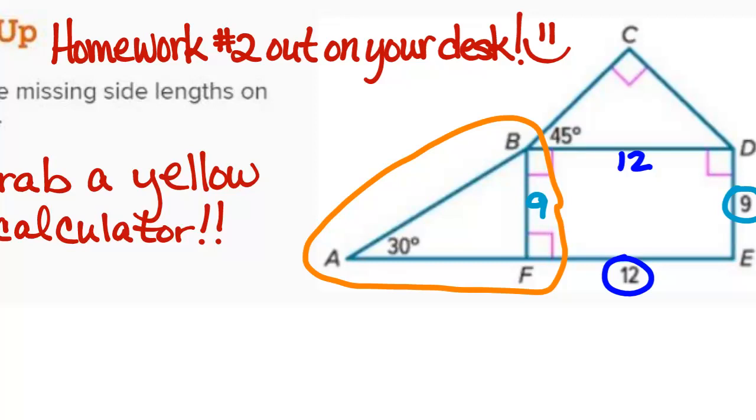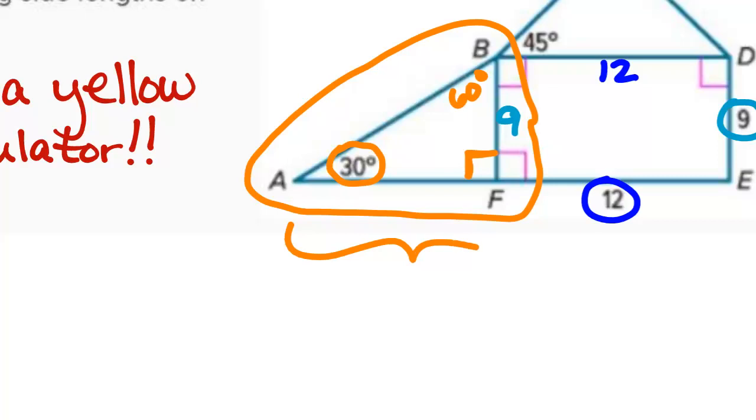I want to go and look at that over here where BF is, because BF is also part of this triangle here. And I see 30 degrees here. This is a right angle, so this is a 30, 60, 90 triangle. This side over here, AF, is our long leg, which is equal to the short leg times the square root of 3.